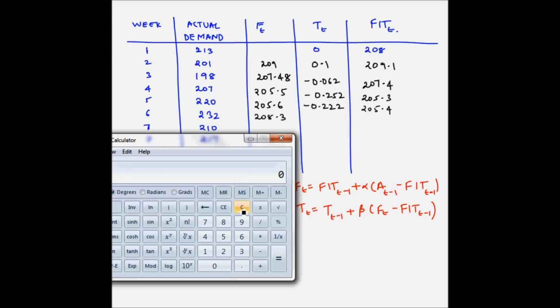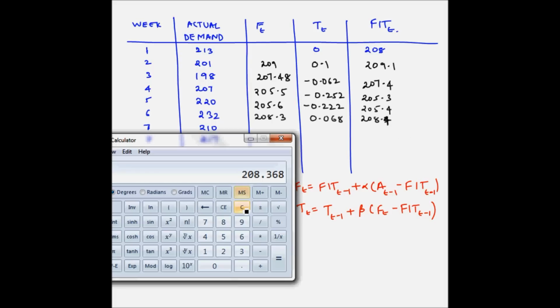So trend for the last period is 0.222 minus, and then plus beta, which is 0.1, multiplied by into bracket the forecast without trend, which is 208.3, minus forecast including trend for the last period, which is 205.4. Bracket closed. This is 0.068. So this is 0.068. And let's find out the forecast including trend for week number 6. So this plus 208.3. So this is 208.368. We can make it 4.